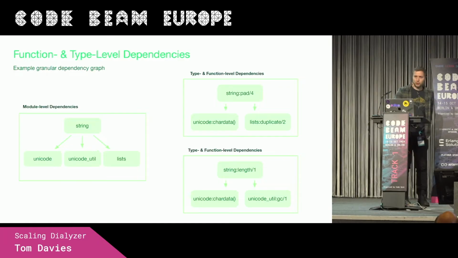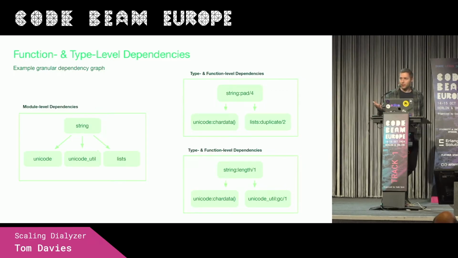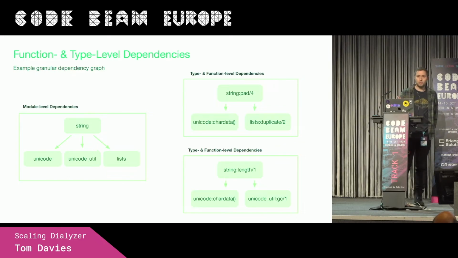Now, with this proposed Granular Dialyzer that I've got a proof of concept working on inside WhatsApp, we look at the type and function level dependencies. So before, where we had the string module and the lists module and so on, now we look at the string pad function. And that depends on the unicode char data type, and depends on the lists duplicate function. And so we've got much more ability to avoid doing redundant analysis. Now we only need to reanalyze string pad, say, if specifically the lists duplicate function has changed, and not just anything inside the lists module. And you can say the same for string length or whatever else. You can see that now what was just one big bag of soup is much more granular.